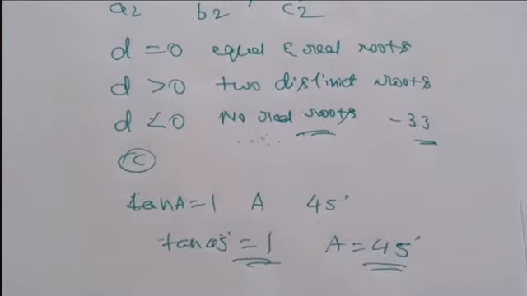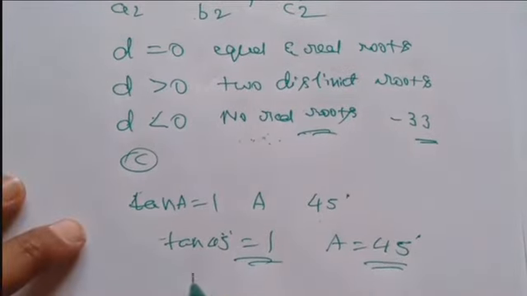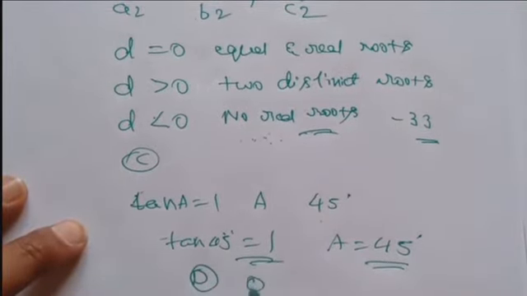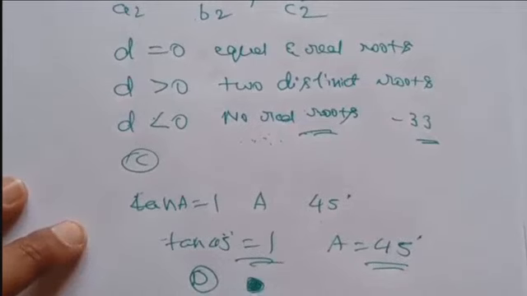Okay. So that means which option is correct, children? So the D option is correct. You need to write down the D option as correct and you need to shade in the D option like this. Okay.